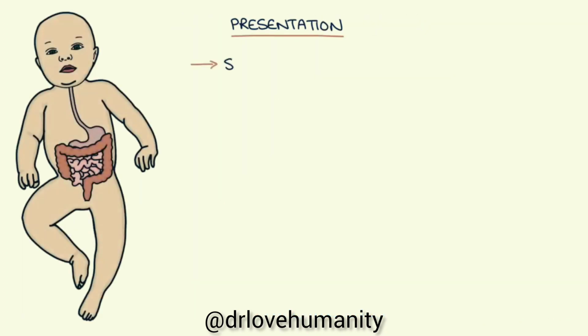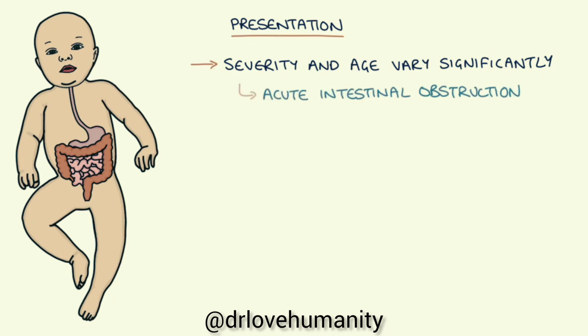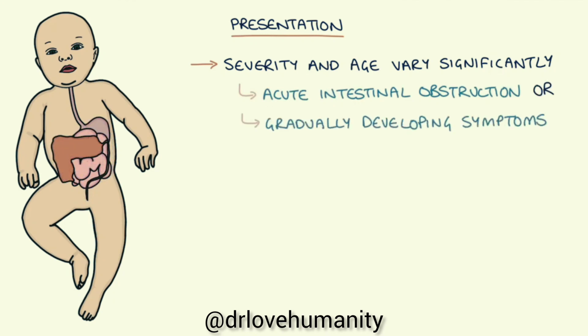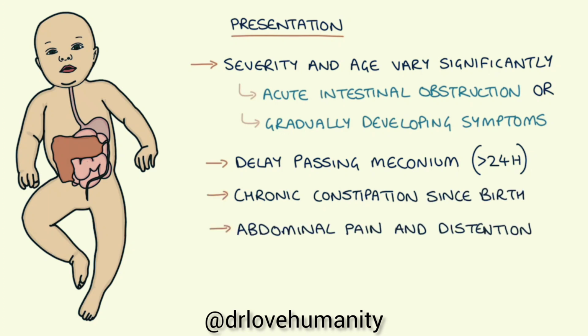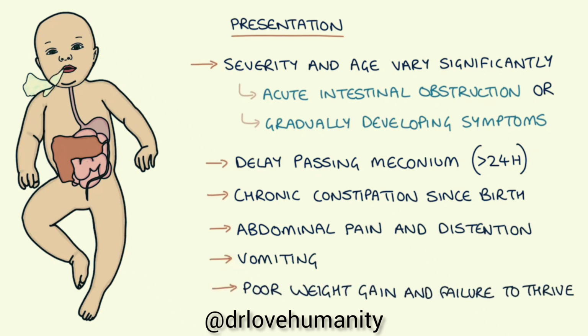Let's talk about the presentation. The severity of the presentation and the age at diagnosis vary significantly depending on the individual and the extent of the bowel that's affected. It can present with acute intestinal obstruction shortly after birth, or more gradually developing symptoms of a delay in passing meconium of more than 24 hours, chronic constipation since birth, abdominal pain and distension, vomiting, and poor weight gain and failure to thrive.